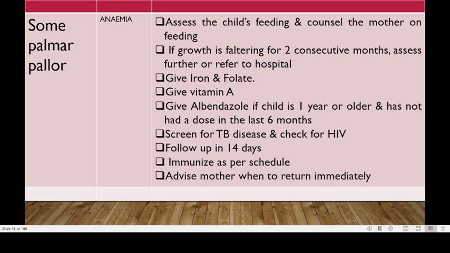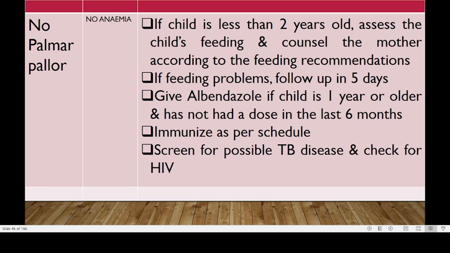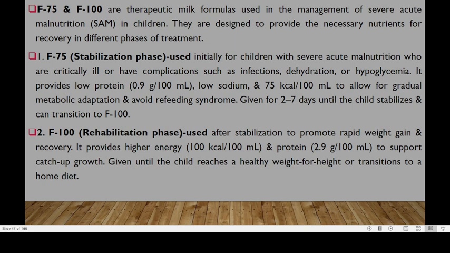So when the child presents with some palmar pallor, or just no palmar pallor where there is no anemia. In such a child, if the child is less than 2 years old, you just need to assess the child's feeding and counsel the mother according to the feeding recommendation. If feeding problems, you need to do follow-up in 5 days. You give albendazole if a child is 1 year or older, and has not had a dose in the last 6 months. You immunize the child according to the schedule, and then you screen for our 2 major suspects.